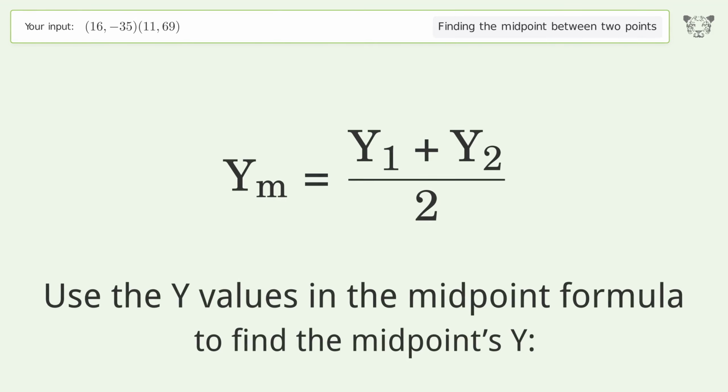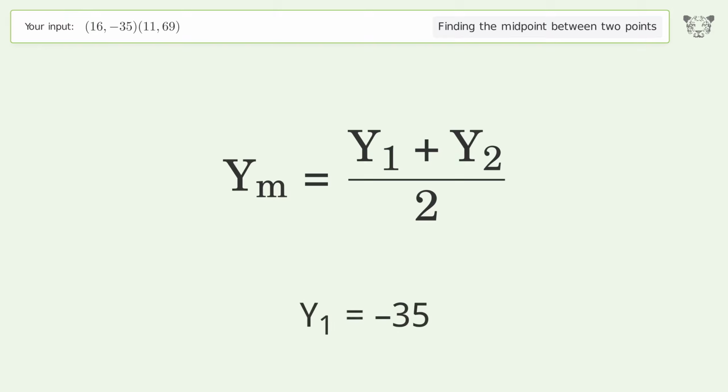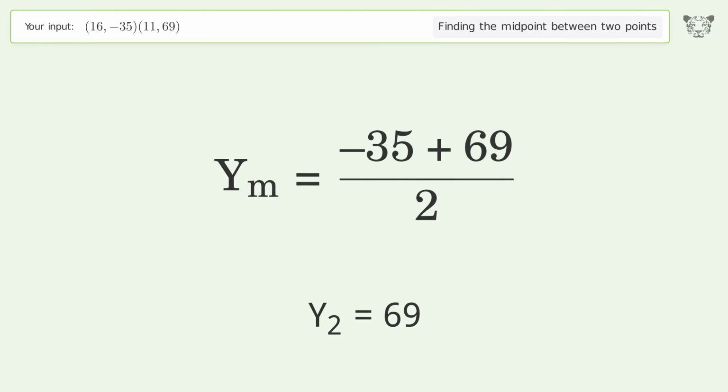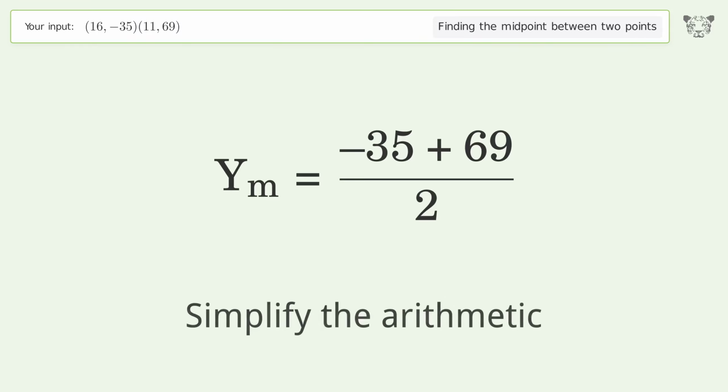Use the y values in the midpoint formula to find the midpoint's y. y1 equals negative 35. y2 equals 69. Simplify the arithmetic.